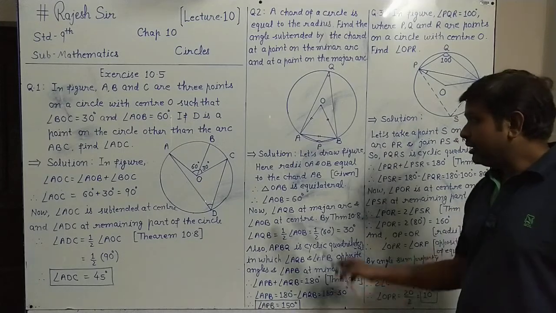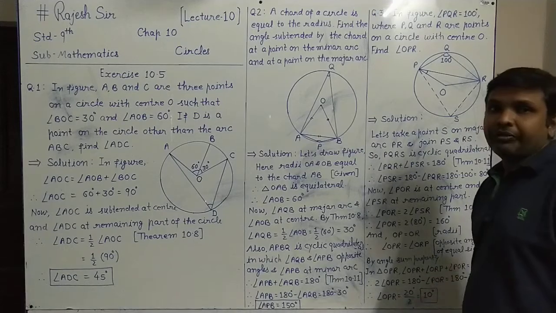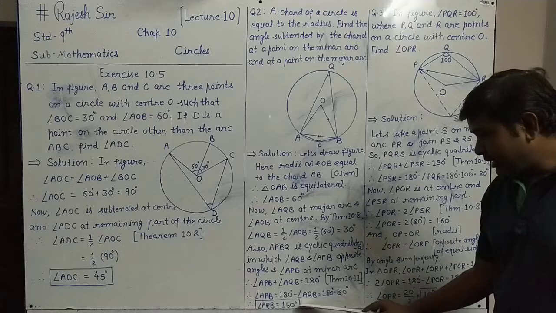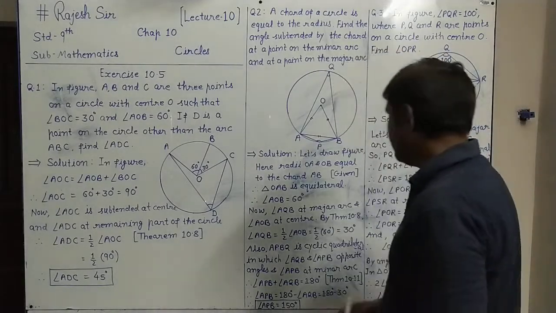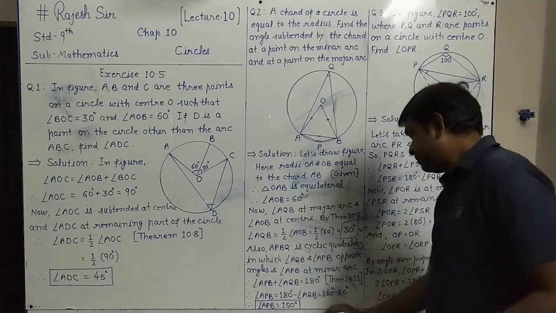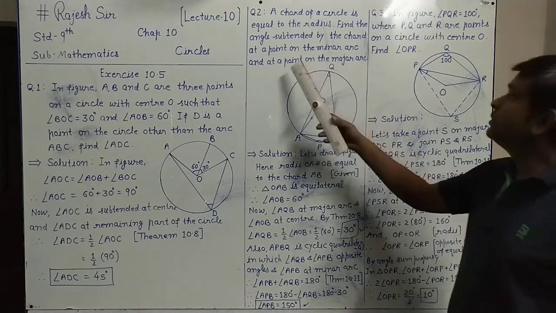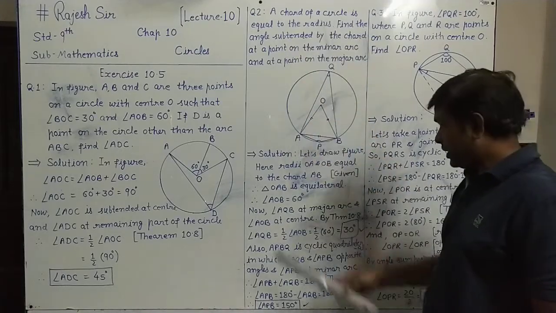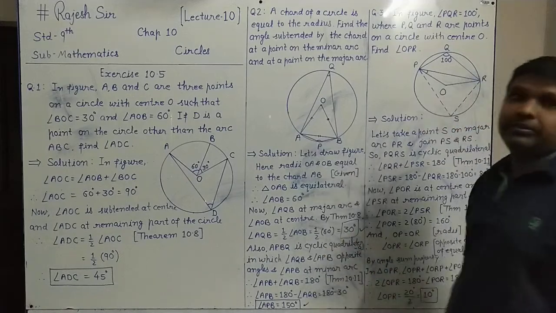So angle APB, that is the angle at the minor arc, equals 150 degrees. This way, at the major arc the angle is 30 degrees and at the minor arc it is 150 degrees. We have found both the answers. The angle subtended by the chord at a point on the minor arc is 150 degrees and at a point on the major arc is 30 degrees.